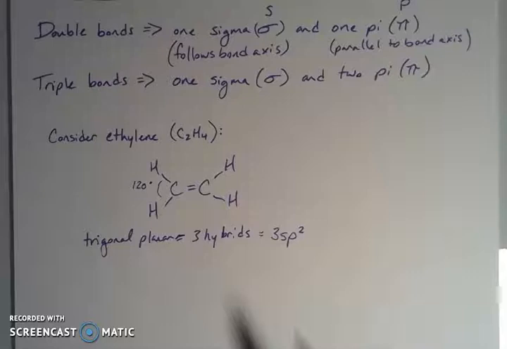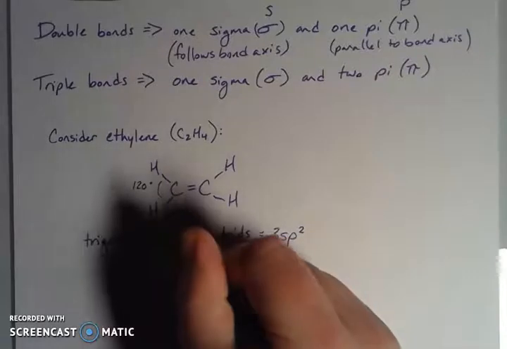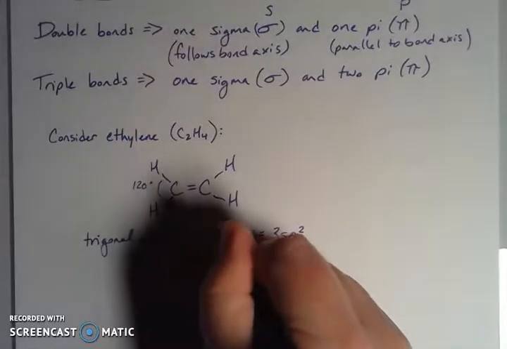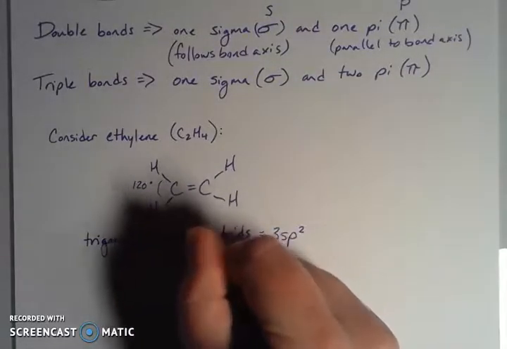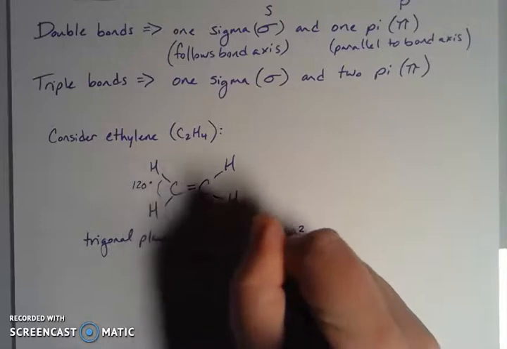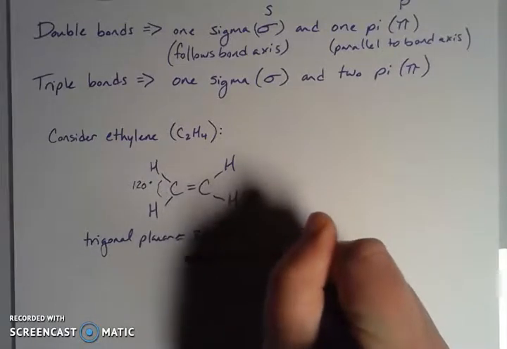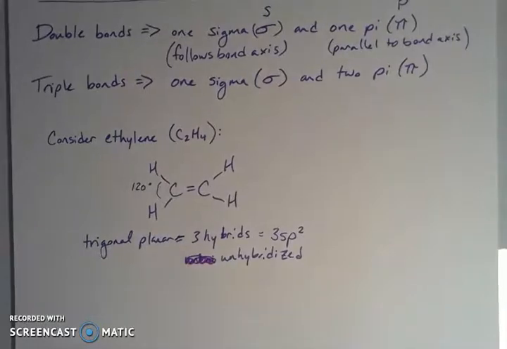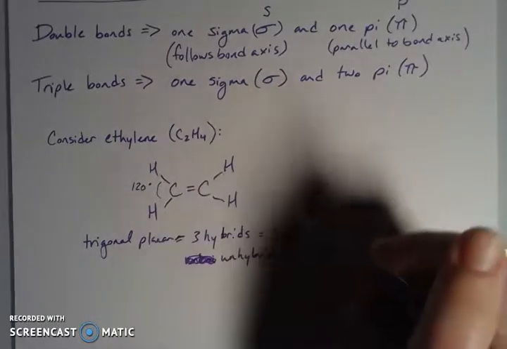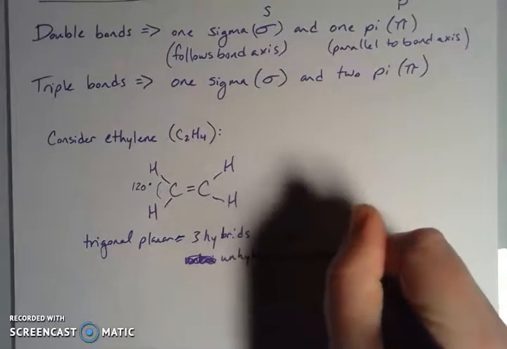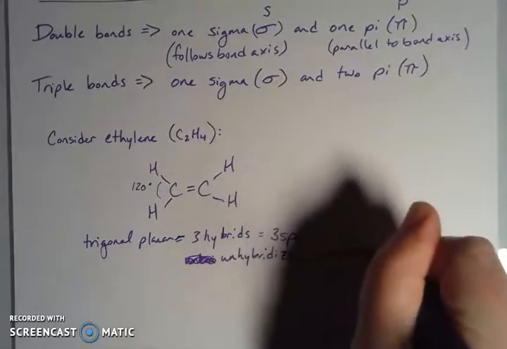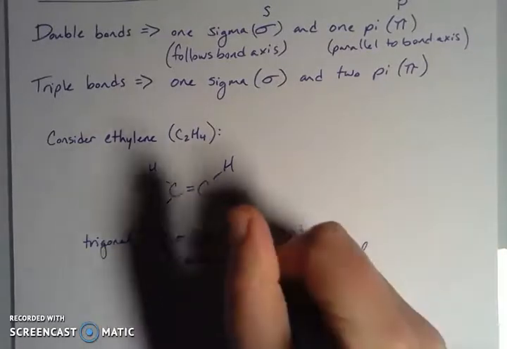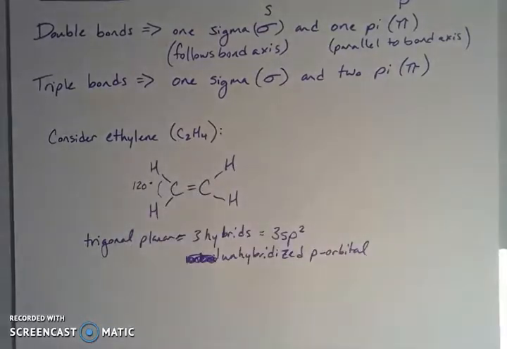But what happened to the other p? There's still another p orbital. Well, I have one unhybridized, unhybridized p orbital. That's why I try to write in advance so I don't have to think and write at the same time. So I have one unhybridized p orbital in this case. And we'll talk about what that looks like then.